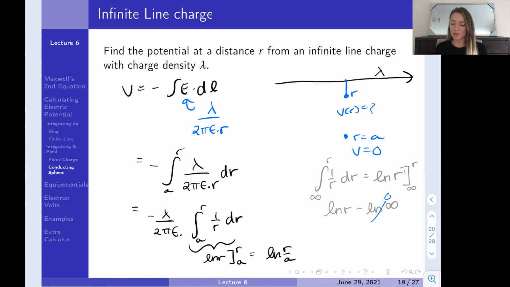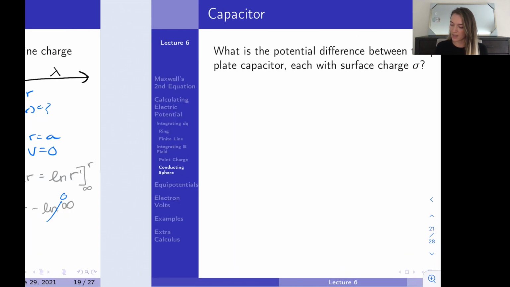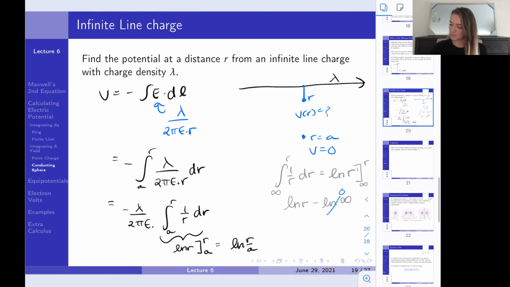Okay, so now we have that all squared away. So let's just write down our final answer. So we have this negative lambda over 2 pi epsilon naught, and then we have ln R over A. Whoops, let me add another page here again. So we had for our potential, V was negative lambda over 2 pi epsilon naught.